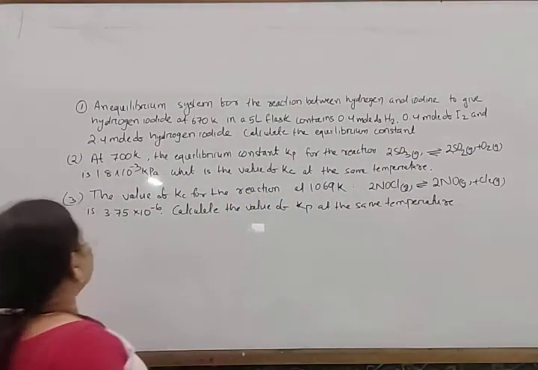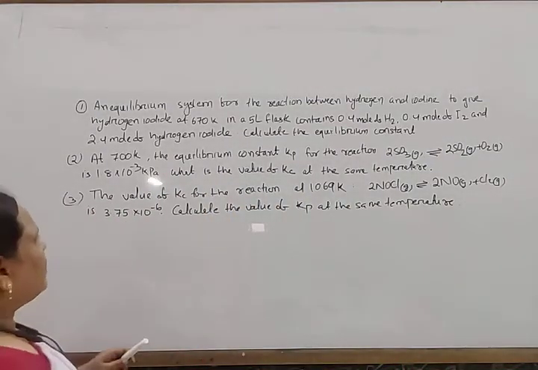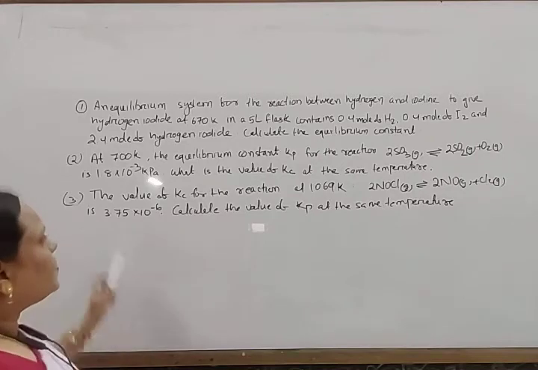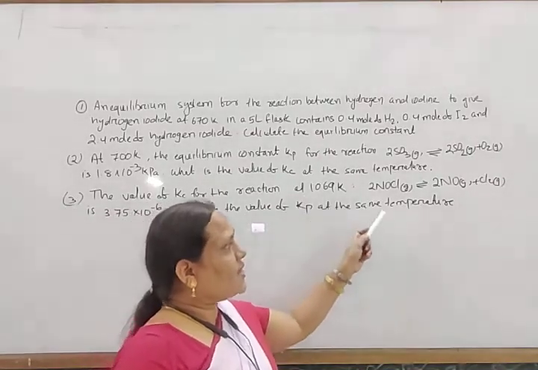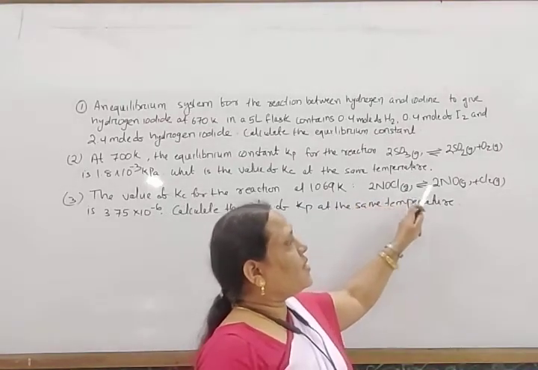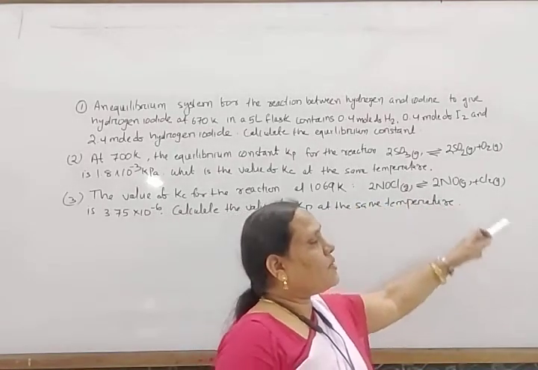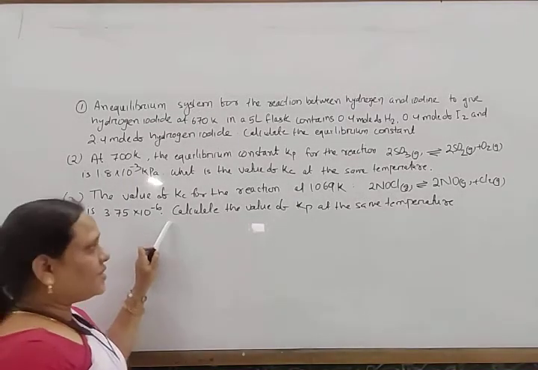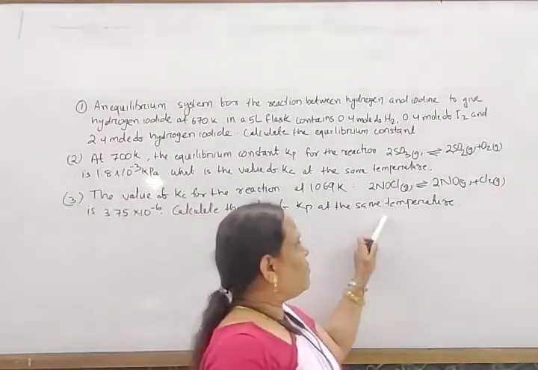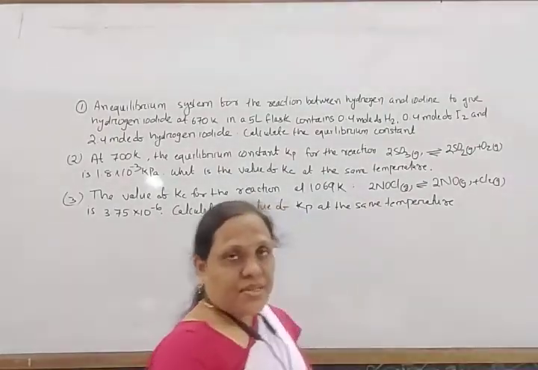Okay. So there are three questions. Let us start from the last one. The value of Kc for the reaction at 1069 Kelvin, 2NOCl giving rise to 2NO gas plus Cl2 gas, is 3.75 times 10 to the minus 6. Calculate the value of Kp at the same temperature.